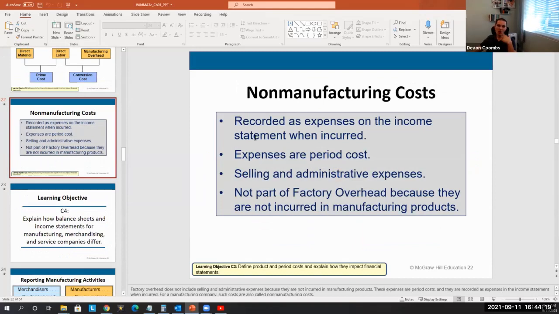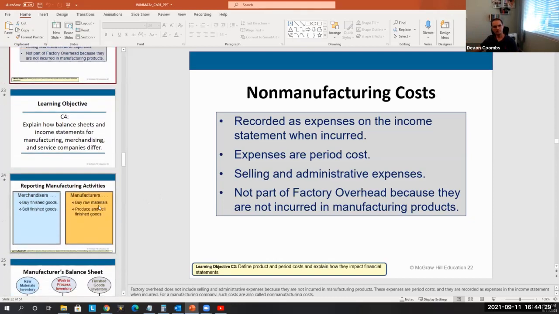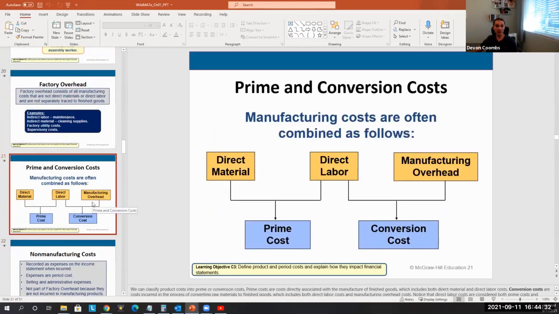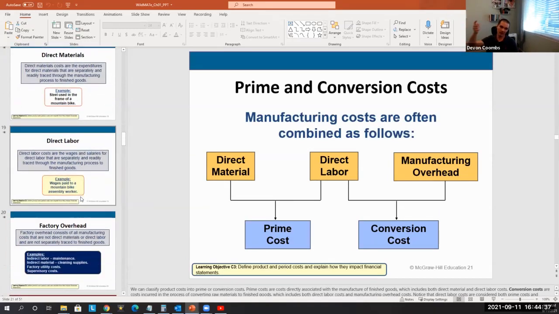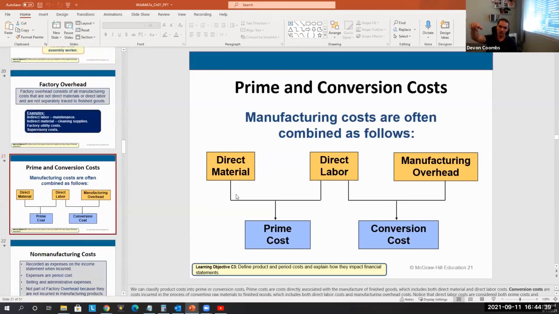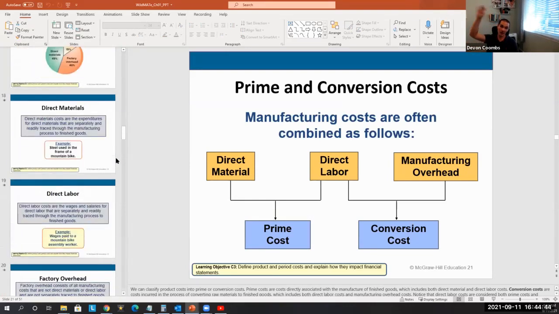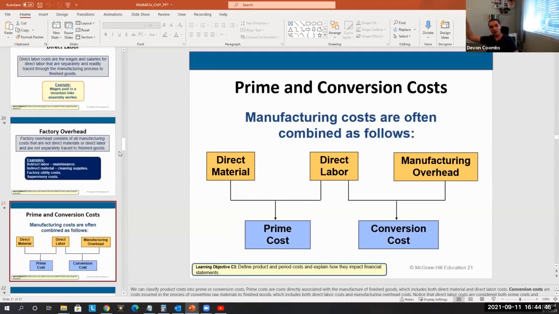Then there's this concept of non-manufacturing costs, these period costs we've talked about: selling and administrative expenses. They're not factory overhead. Any questions here? You need to memorize this, right? This is fundamental. You need to know your direct materials, direct labor, and factory overhead. You need to know what constitutes a prime cost or a conversion cost. And then you need to understand how they relate to indirect costs, direct costs, and period costs. All of these terms are fundamental knowledge for the rest of the class, so your homework will reflect that.